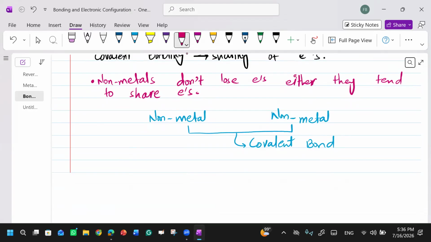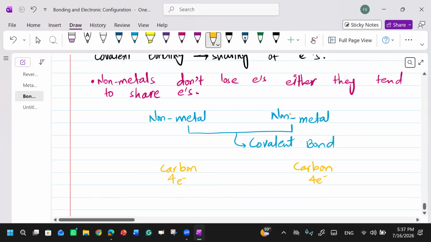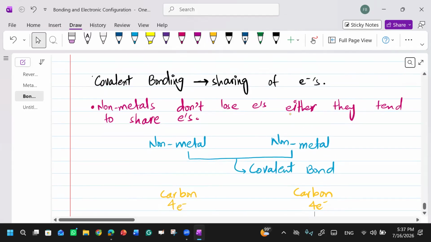Like for group 4 elements, like carbon, let's say we have carbon and another carbon. They both have 4 electrons in their valence shell. Can they make bonding? Can they do covalent bonding? No. Why? Because one is a metal and one is a non-metal. No, they both are carbon. I have mentioned carbon. Oh, yes, they can.